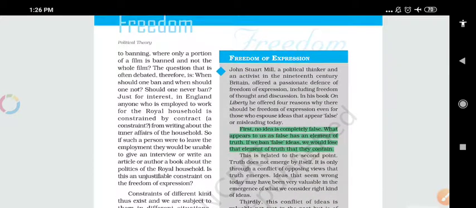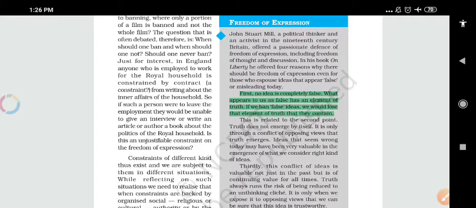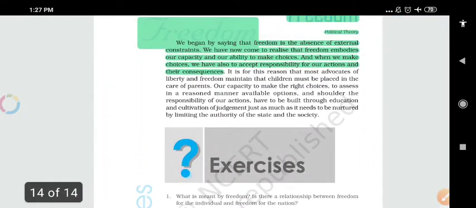Okay, and about freedom of expression, John Stuart Mill has stated some things. First, no idea is completely false. What appears to us as false has an element of truth. If we ban a false idea, we would lose that element of truth that it contains. What Mill wants to convey is that if anybody is stating some idea, it must be based on some kind of truth, it must have some essence of truth. If you are banning that idea, then you are just killing that essence, that truth behind the concept.